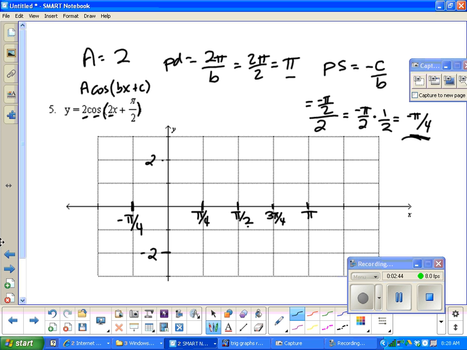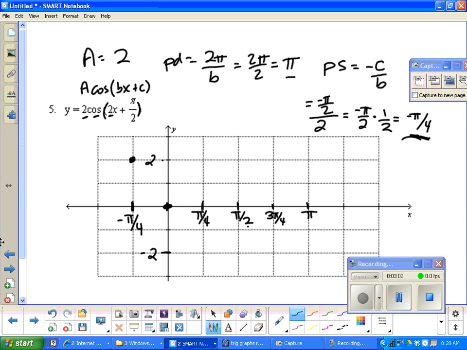Since it's a cosine curve, cosine starts up with a high value. So this is going to start up at 2. But notice, instead of starting over here at the y-axis, we're shifting over to negative pi over 4 to start. Now the next one here, don't forget the origin. Don't skip over it there. That's going to be the center value.